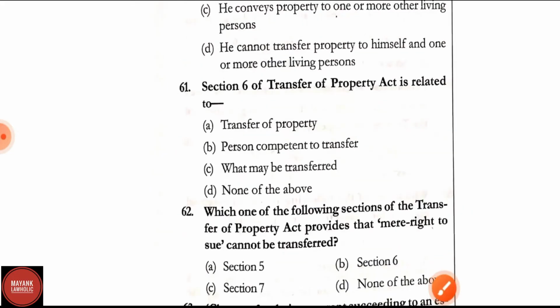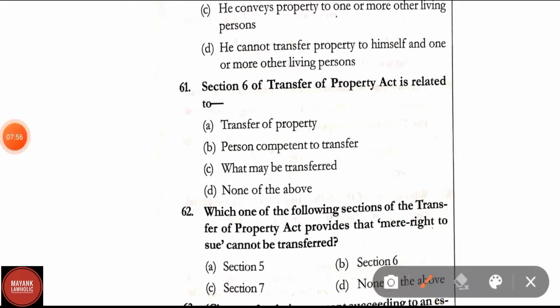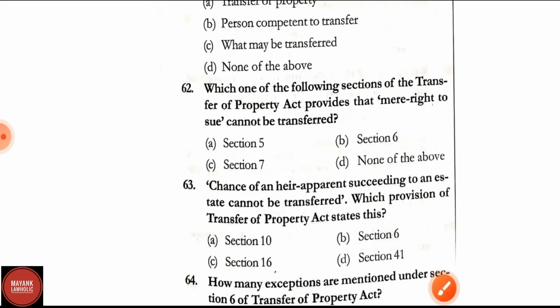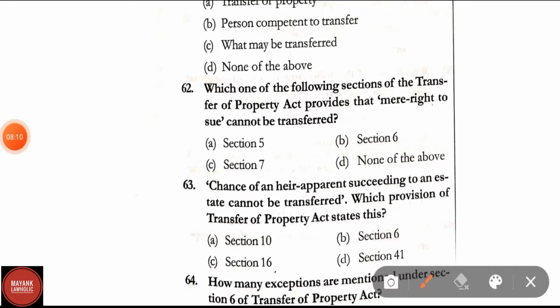Question number 61. Section 6 of the Transfer Property Act is related to transfer of property, person competent to transfer, what may be transferred. Correct answer is option C, that is what may be transferred. Section 6 of TPA is related to this. Question number 62. Which one of the following sections of the Transfer Property Act provides that mere right to sue cannot be transferred? Correct answer is option B, that is section 6.